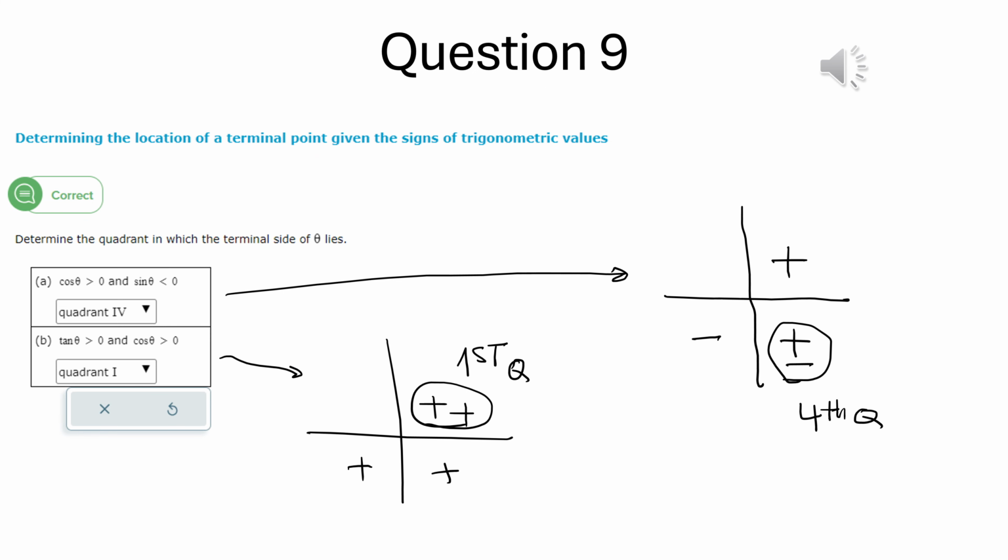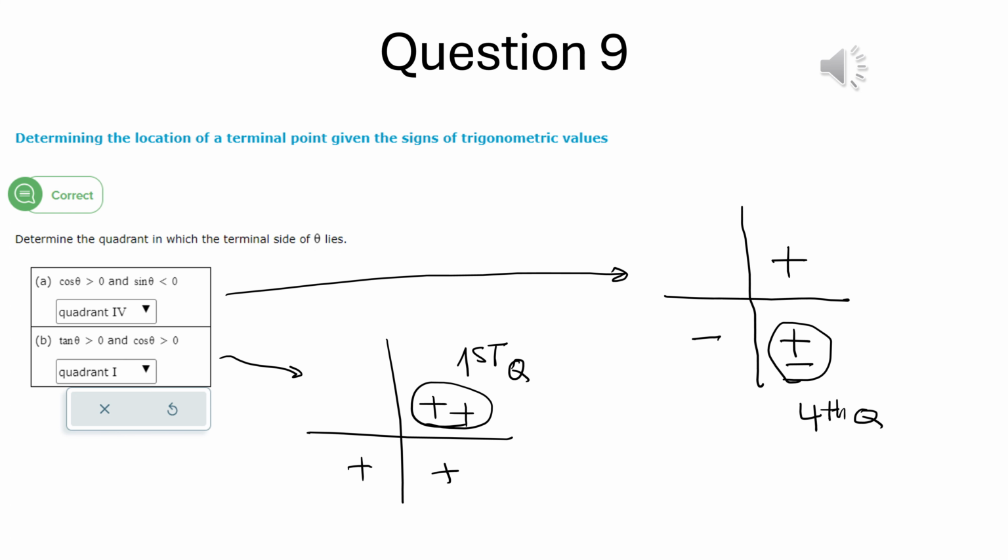Oh, this is super easy. For example, cosine theta positive is positive in the first quadrant and the fourth quadrant, plus plus. Sine theta negative is negative in the third quadrant and the fourth quadrant. Yeah, it's negative in the third and the fourth quadrant. Now the coincidence of both conditions is the fourth quadrant.